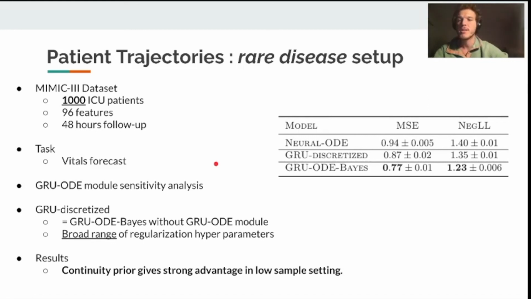And then we used a broad range of regularization hyperparameters. And what we observed is that, despite this very broad range of regularization hyperparameters, GRU-ODE-Bayes was still performing better than the discretized GRU. And we posit that this strong advantage is given by this continuity prior, which is embedded directly in the ordinary differential equation. And that makes it very competitive in low sample settings when the continuity assumption is met.